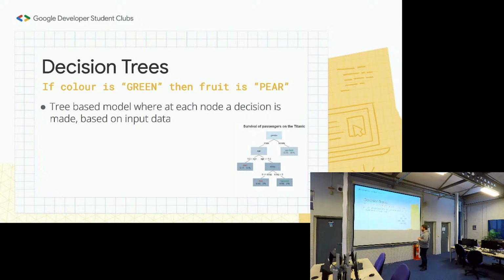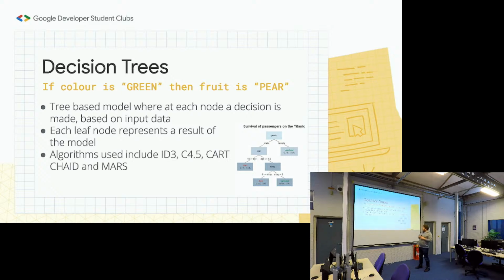Next slide, please, Sam. So each leaf node at the bottom, these are survived or died, represents a result or an outcome of the model. Next slide, please. And algorithms using these, and I'm not going to go over these now, but feel free to take a picture of this or whatever and go and look into them. These are the algorithms used in decision trees. There's ID3, C4.5, which is an upgraded version of ID3, CART, CHAID, and MARS.